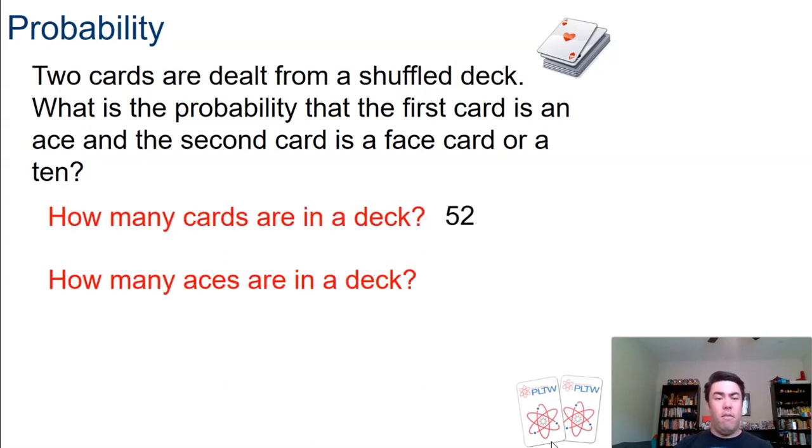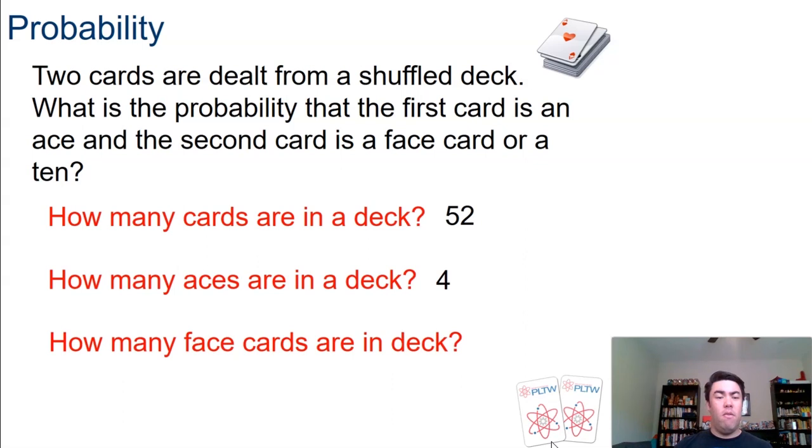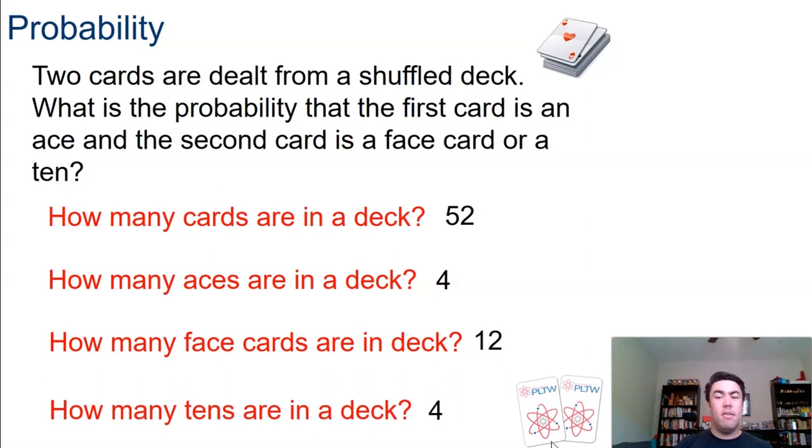How many cards are in a deck? There are 52. How many aces are in a deck? There are 4. How many face cards are in a deck? 12. And there are 4 10s.